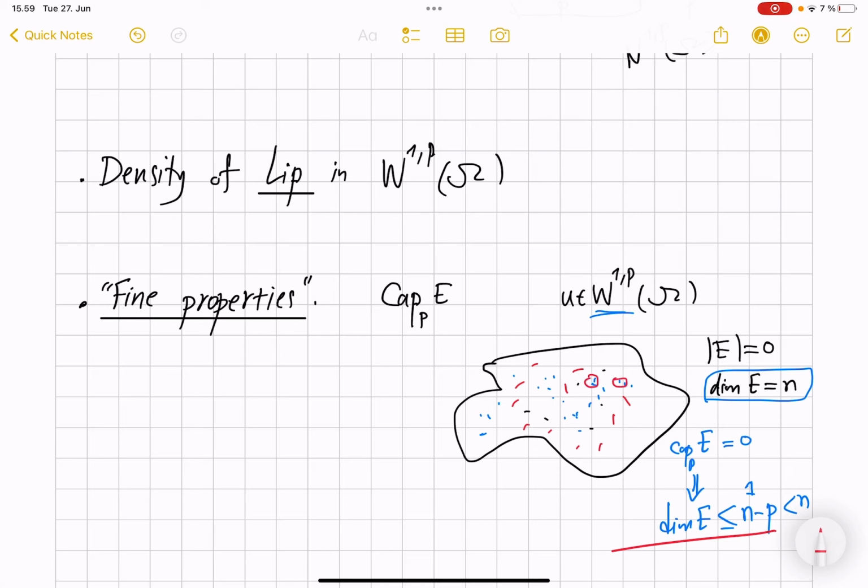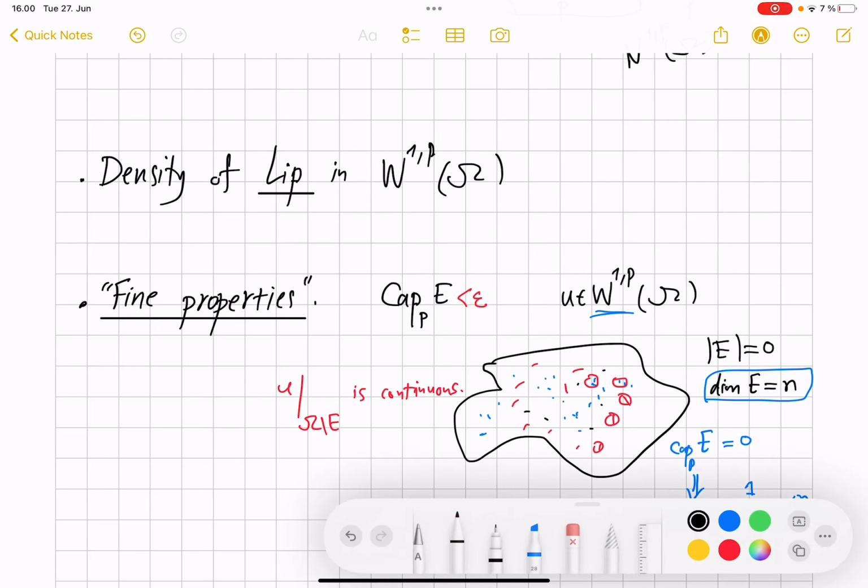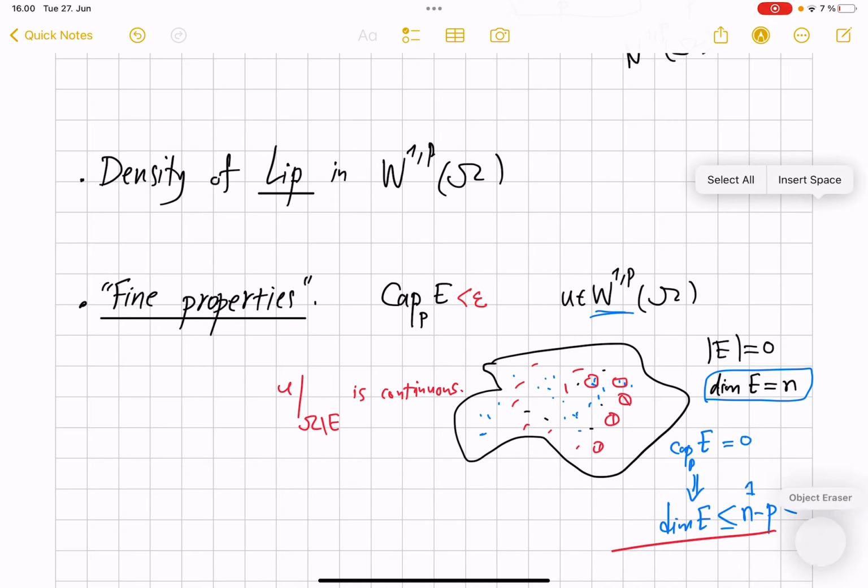Another version of that is saying that if you give me an epsilon, there is a set which has p-capacity less than epsilon, and then the function, when restricted to the domain minus this set, is continuous actually, which is what is called quasi-continuity of Sobolev functions. And again, this is a notion that does make sense to ask about in the general metric measure setting.